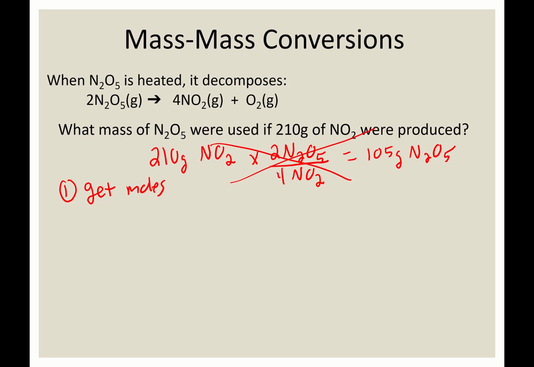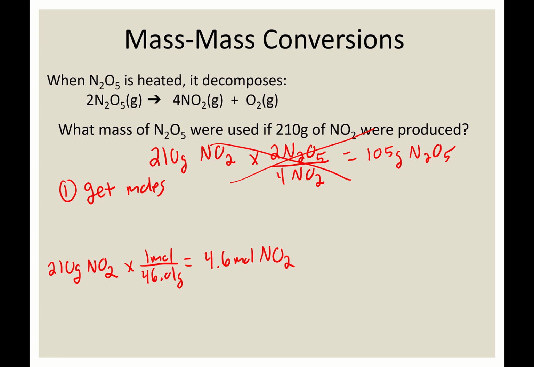So in this case, we're given a mass. And so we're going to take our mass of 210 grams of nitrogen dioxide, and we're going to convert that into moles, so just dividing by its molar mass. Its molar mass is 46.01. So 210 grams of nitrogen dioxide is really 4.6 moles of nitrogen dioxide.